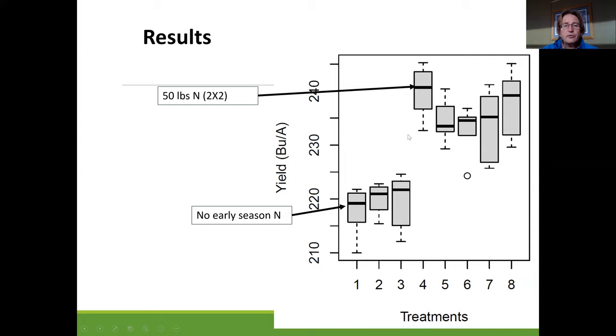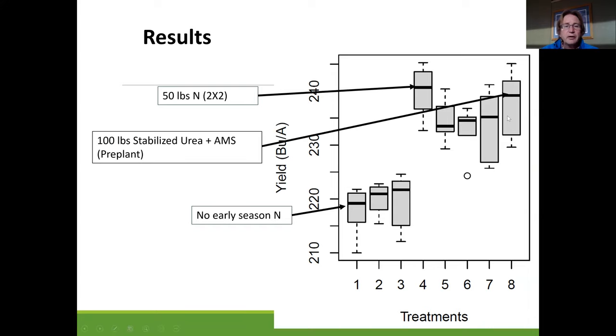Now, a lot of farmers will object to these high rates of starter. 50 pounds is a lot of UAN or a lot of tank filling, and it can slow you down during planting. For some farmers, this doesn't work. What I thought was very interesting was this treatment here, the broadcast stabilized urea with AMS. That's a very convenient system for a farmer where they would plant the crop and then broadcast urea over the top, or pre-plant broadcast stabilized urea with AMS. And notice that the yield difference between the starter application and the broadcast urea with AMS was about the same. And again, all these treatments have the same amount of nitrogen.